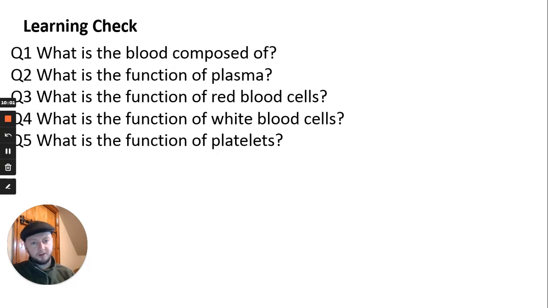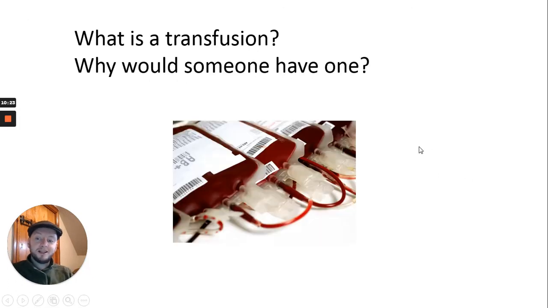What is the function of white blood cells? They help to fight off bacteria and viruses. And what is the function of platelets? They're used in blood clotting. And the platelets help the red blood cells to clump together, and they also have this fibrin protein around them to help them keep their shape and reduce blood loss. This is a little bit of research that you can do yourself independently. So what is a transfusion? And why would someone have one?